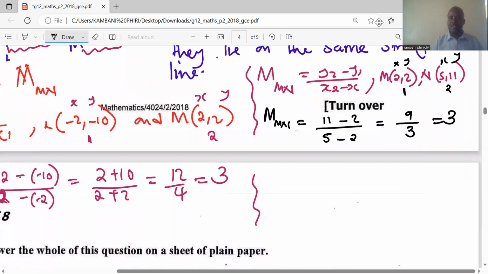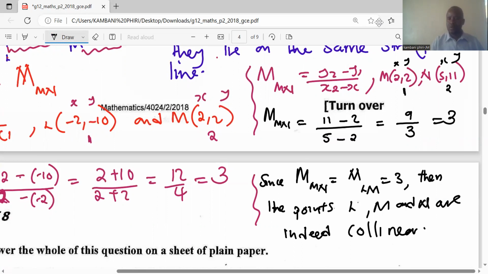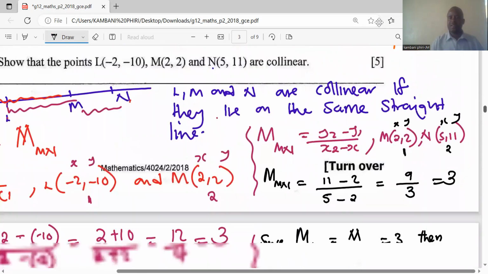So you can see that the gradient is the same. So since the gradient of MN is equal to the gradient of LM, which is equal to 3, then the points L, M, and N are indeed collinear, and you get your marks. Collinear, you get your marks there, which is 5 marks.